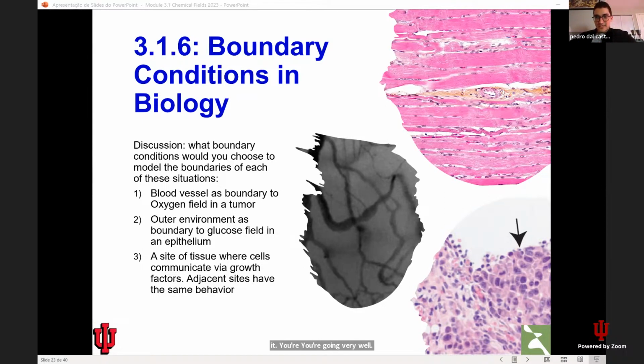Third example, a small site of a tissue where cells communicate via growth factors, and the adjacent sites have the same behavior. So you're modeling this small site of tissue. The cells communicate via growth factor. The growth factor is your field, and the adjacent sites have the same behavior. How would you model the boundaries?